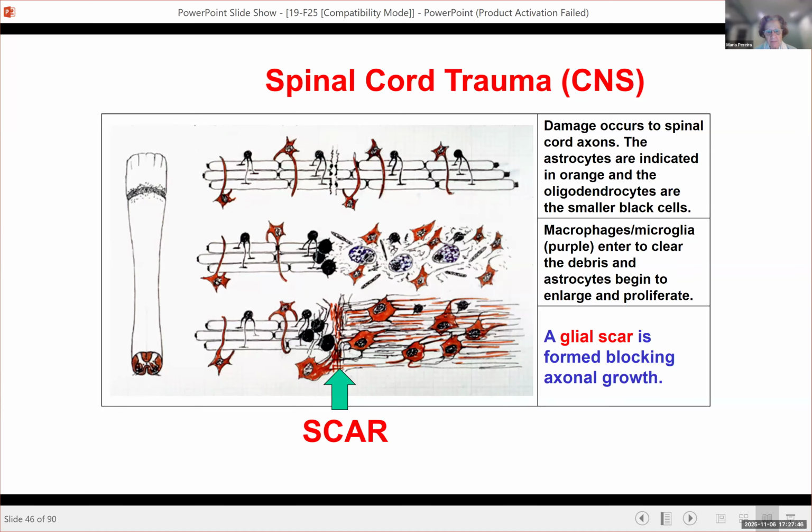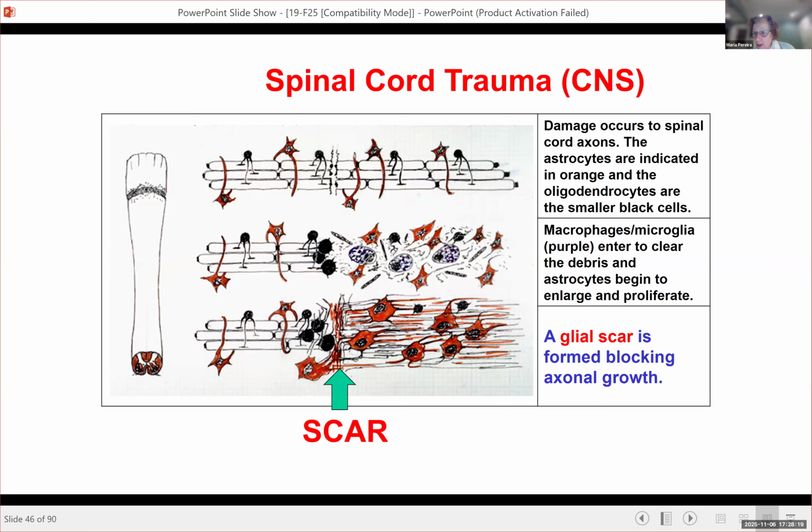So the distal stump is cleared by microglia and so on. But the astrocytes start making a scar. So there's a scar like a wall, connective tissue, fibrous tissue is made here, and this prevents the proximal stump from growing, from passing this scar. It cannot pass, so it cannot grow, and that's why it cannot be repaired.